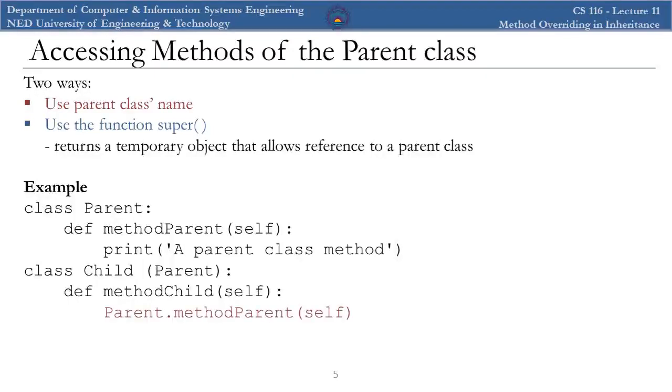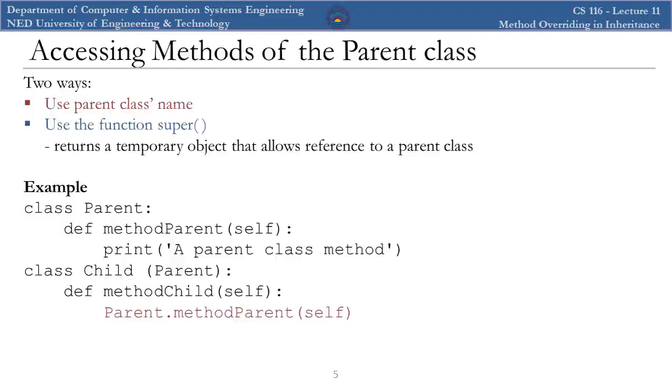So here it is, parent is the name of that parent class, and method parent is the method name defined in that parent class, right? So that's how I can access that method of parent class. The second way is to use that super function.